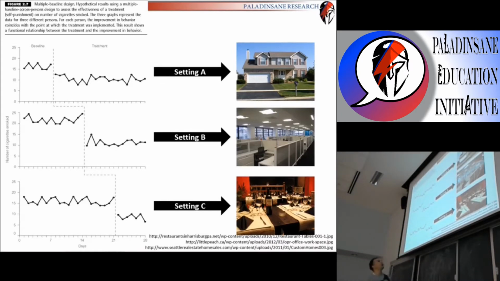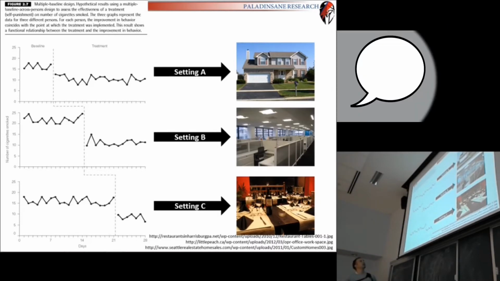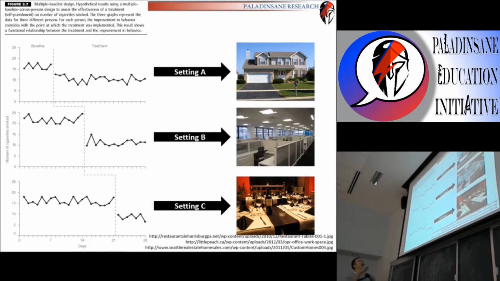The fact that it only went down in each setting when you started the treatment in that setting is again very good evidence that it's your treatment that's causing the change in behavior. Because if it was something else, it might have occurred in the home, at work, or in social situations at any of these times. So when you only see the drop after the treatment is started in that particular setting, and you don't see a drop anywhere else, that decreases the chance that it's something else that is changing the behavior. So that's multiple baseline across settings.